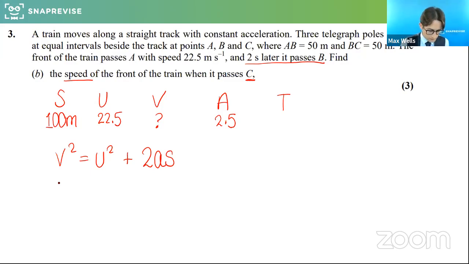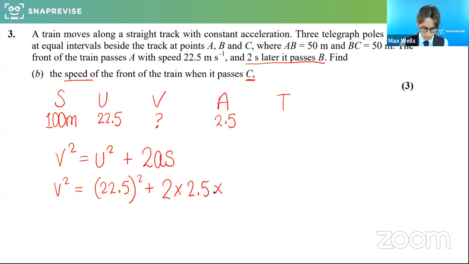So subbing these values in, V squared is the unknown, or V is the thing we're looking for. So we're going to do 22.5 squared plus 2 times 2.5 times the displacement, which is 100. And so we can work that out, square root, and we get V as equal to 31.7. And then we need to look at our units, which was meters per second. Right, so well done.